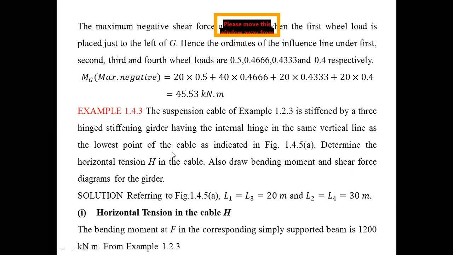So here the internal hinge and the lowest point are on the same vertical line. That means the position of the lowest point of the cable and the position of the third hinge are the same. Okay?